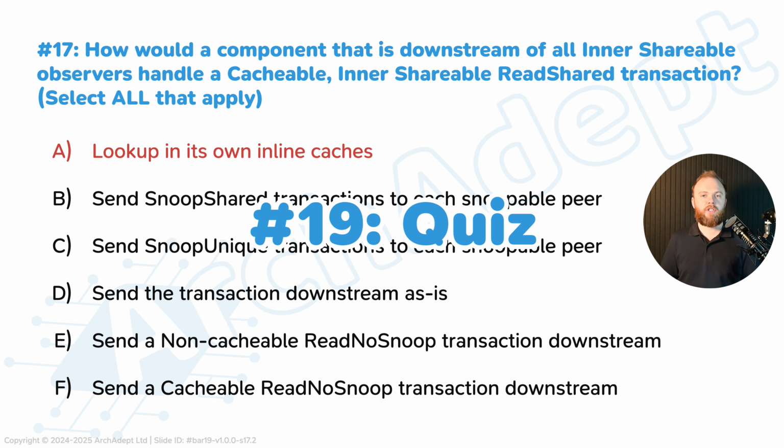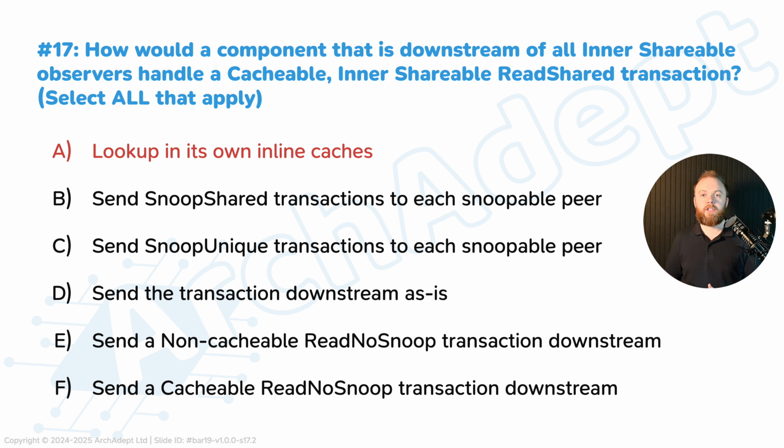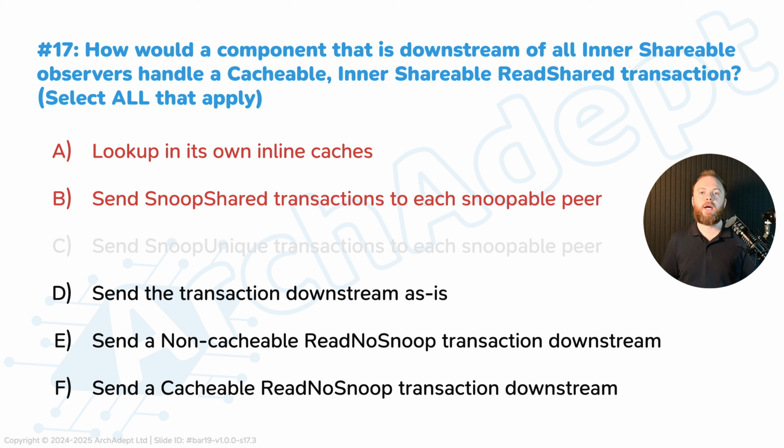Well, we can think of this in terms of the order in which we would like to try to handle the request. So firstly, this is a cacheable transaction, so the component will look up in its own inline caches. If we miss in our own inline caches, then this is a snooping transaction, and specifically a read shared. So we'll send corresponding snoop shared transactions to each snoopable peer. Now, if none of the snooped peers are able to return a copy of the requested cache line, we'll need to send a request downstream. And in our case, this is an inner shareable transaction, and we are downstream of all inner shareable.